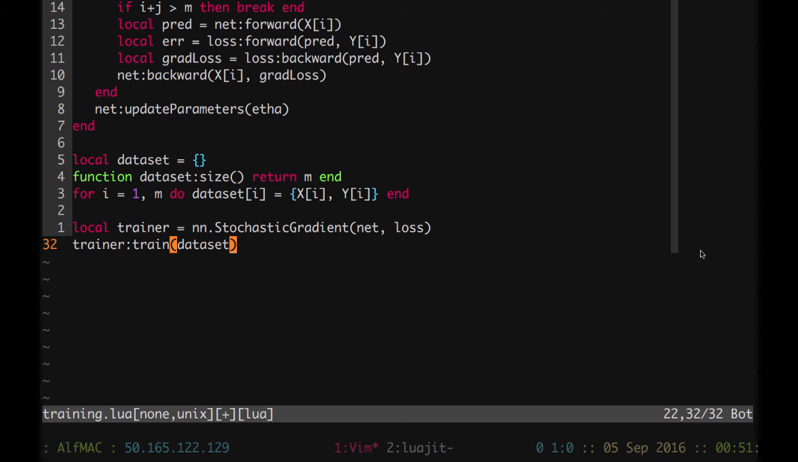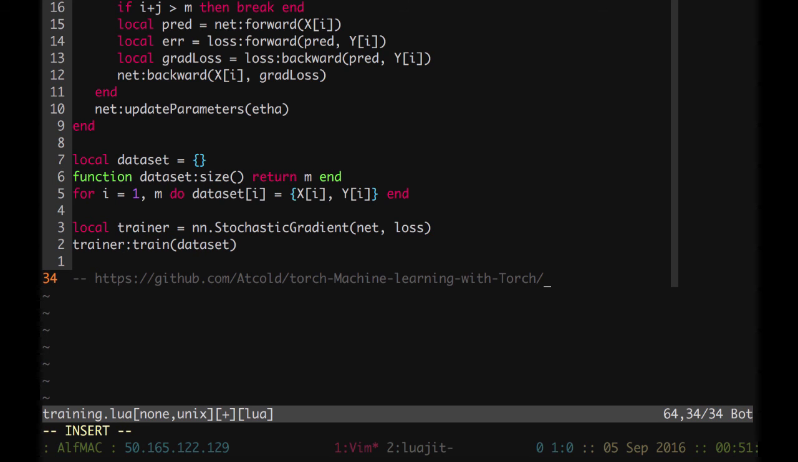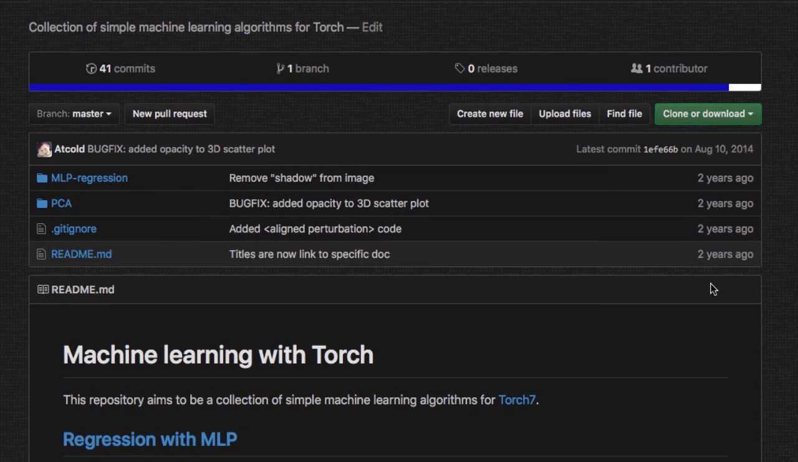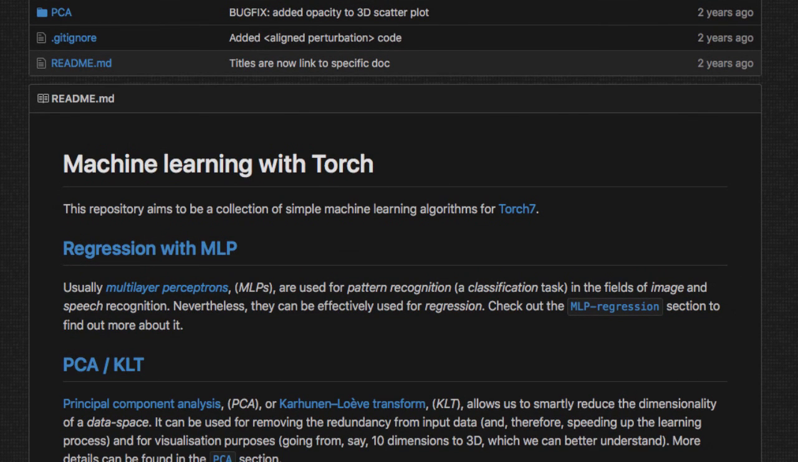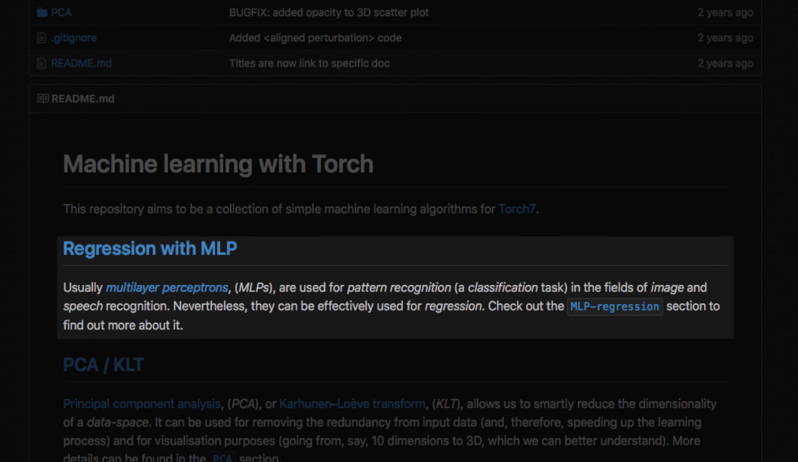We can see a full example of how to train a network with the trainer, the stochastic gradient from Torch, at this address. Let's have a look. So here we have the machine learning with Torch repository. In specific, the first topic, it's a regression with MLP, multi-layer perceptron, which is simply a fancy way of calling a neural network.